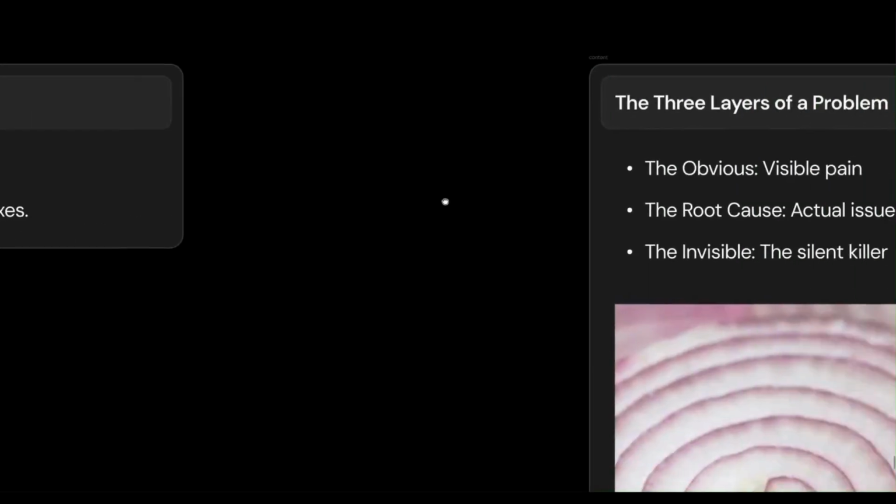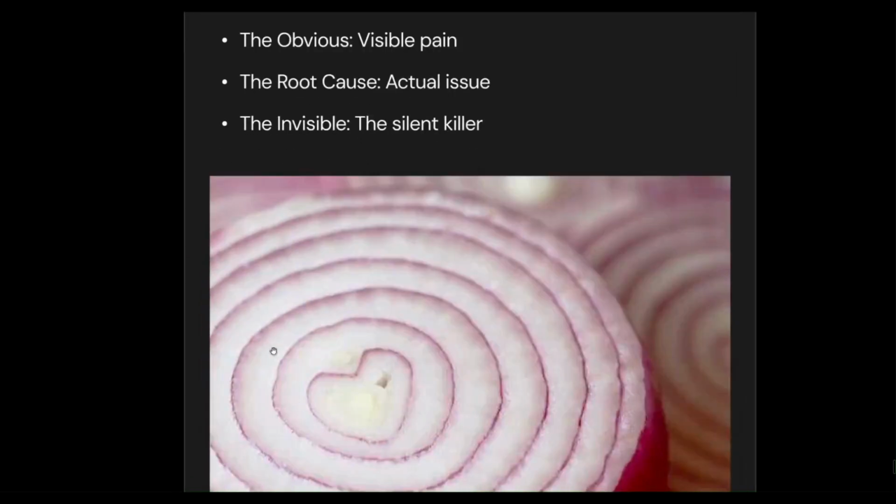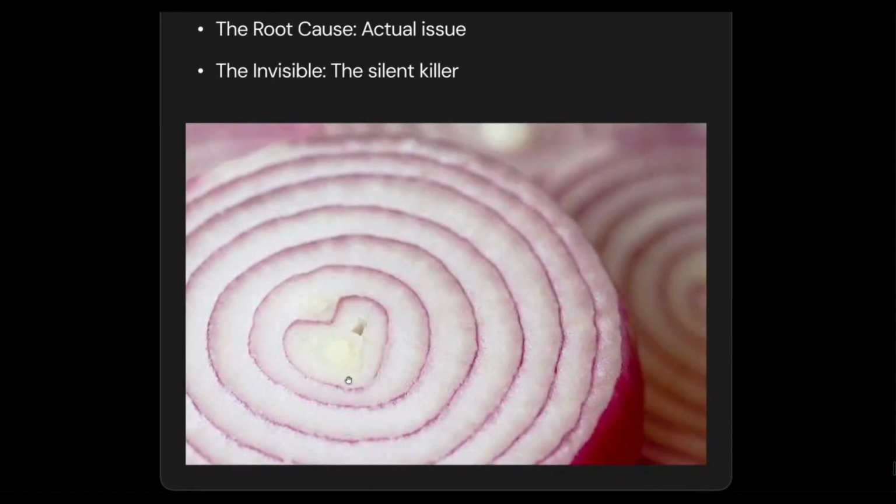Now, I have a framework for you to follow to break down or identify a problem. I call it the three layers of problem. Think of a problem like an onion. It has layers, right? Layer 1, layer 2, layer 3. But in this context, just imagine that this onion has three layers only. Now let's peel them one by one.